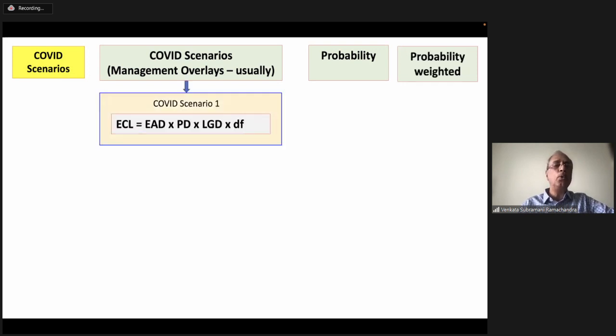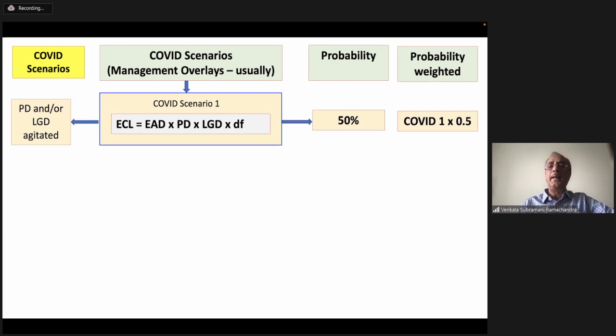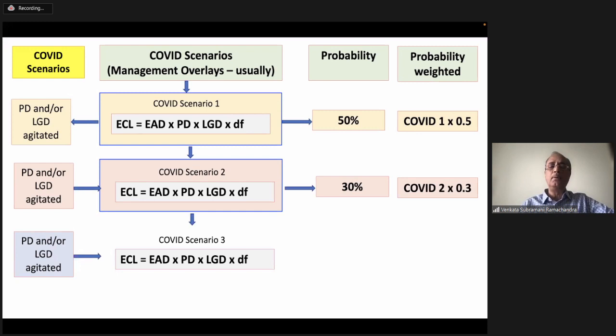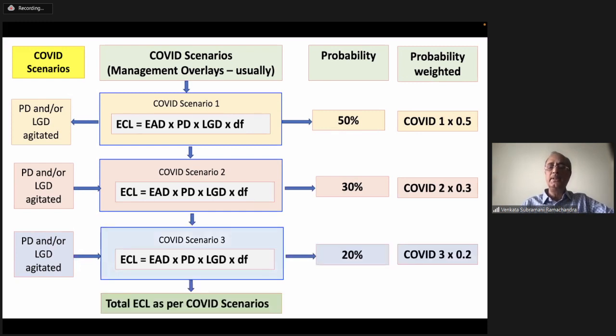So here with the COVID thing, what you do, you create additional scenarios and assign a probability for that particular scenario. Similarly, create another scenario. You can have as many as you want, depending upon what factors you want to consider. So in this case, I'm taking 3 scenarios and I've assigned 3 different weights, namely 50, 30, and 20. Now, this is what is called the COVID scenario output.